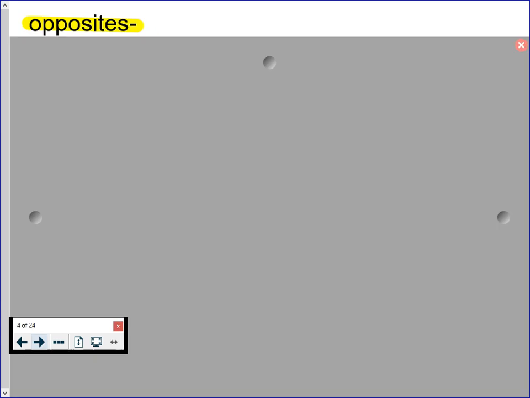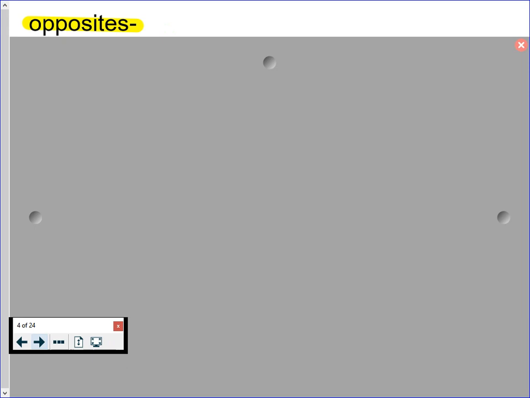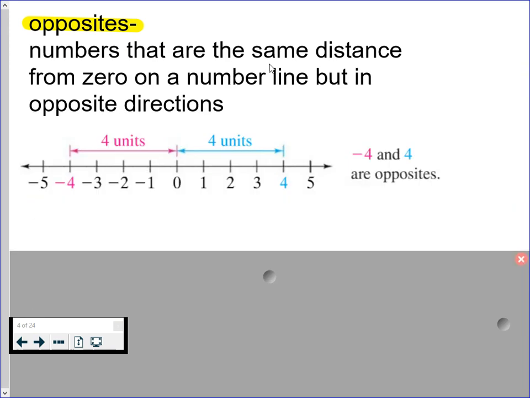The first thing for our notes, when it says the goal is to find opposites and absolute values, we probably should figure out what those things are. So first we need to know what opposites are. Opposites are numbers that are the same distance from 0 on a number line, but in opposite directions.